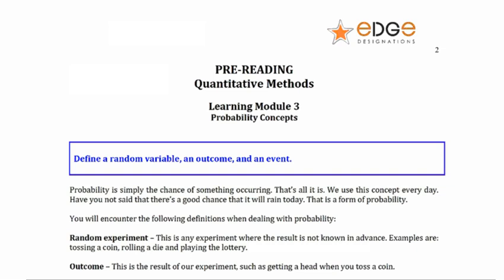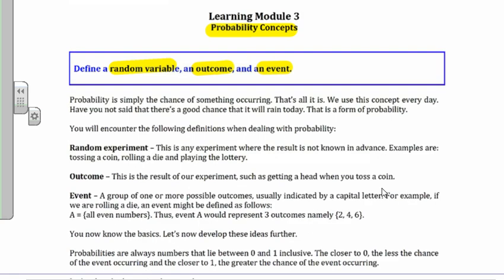Let's get ourselves going straight away. We talk about probability concepts, learning module number 3, and we start off right at the bottom, talking about random variables, outcomes, and events. First and foremost, probability, and everybody knows what probability is. Probability is really the chance of something happening. In other words, if I had to say to you, what is the probability of there being rain today? I know the weather service typically gets it wrong, but what is the probability of rain today?